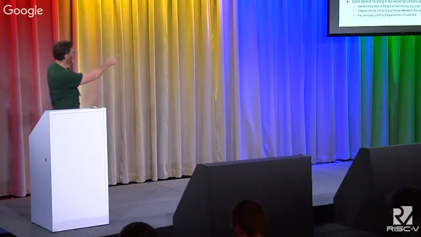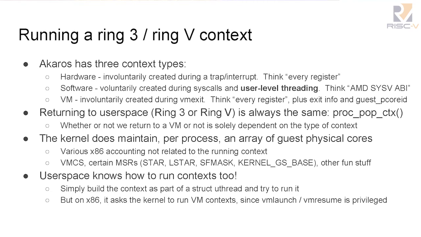So you can enter from ring three via a trap system call, a page fault, or you can enter from a VM via VM exits, VM call, and EPT fault, stuff like that. But the handling in the kernel isn't really much different. So this slide is a little complicated. I think we can talk about this offline.